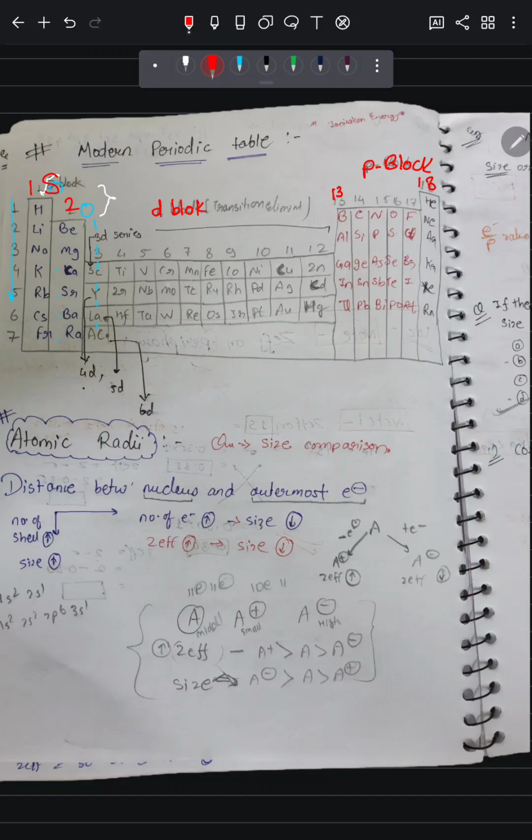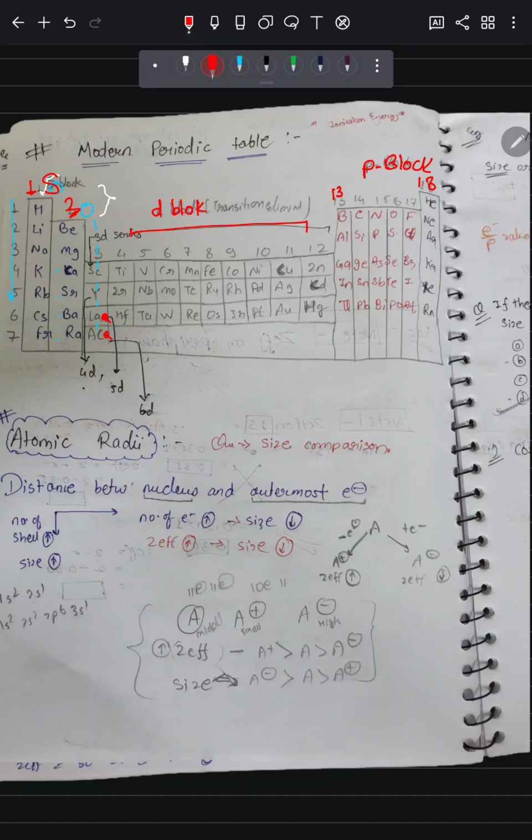These are also called transition elements, and these are called alkali metals, and these are called alkaline earth metals. And there are F block elements as well, which are called lanthanides and actinides. They come from here and here. There are 14 elements in F and 14 elements in these.